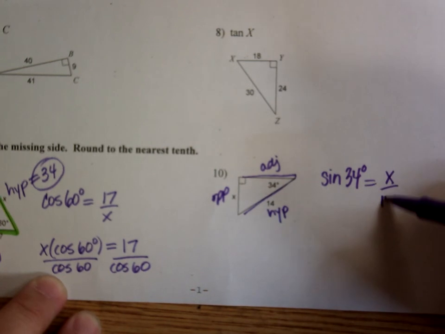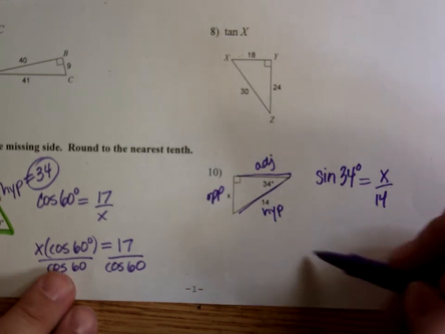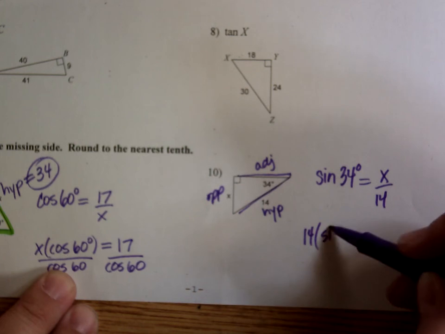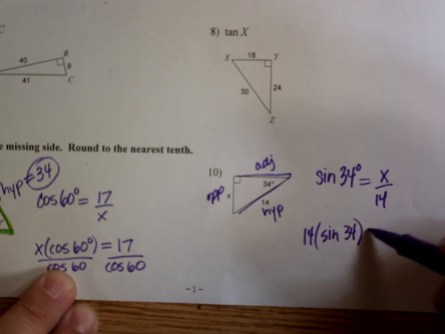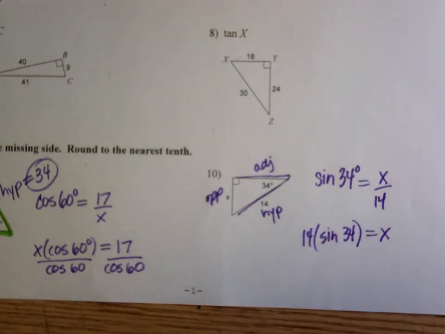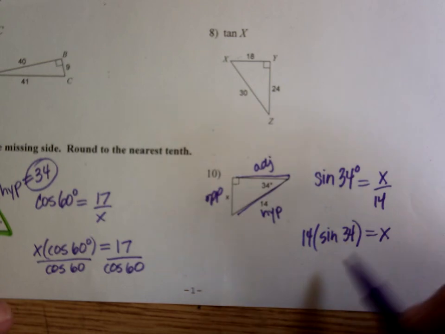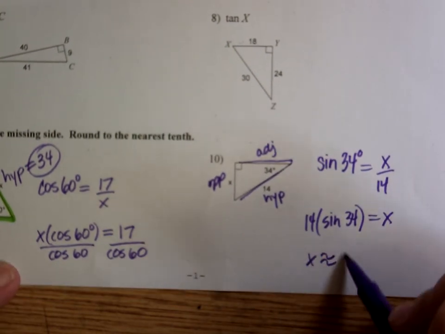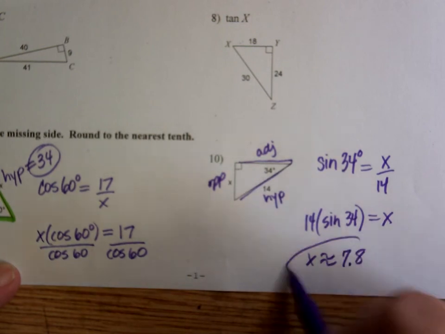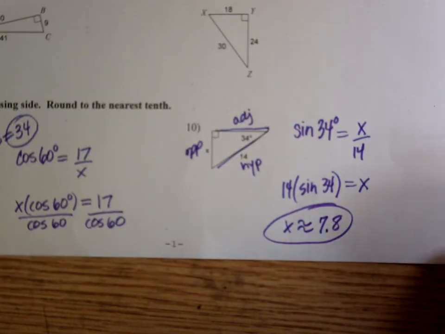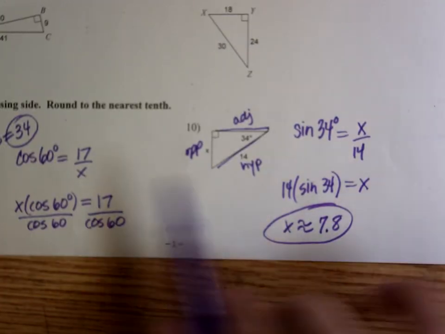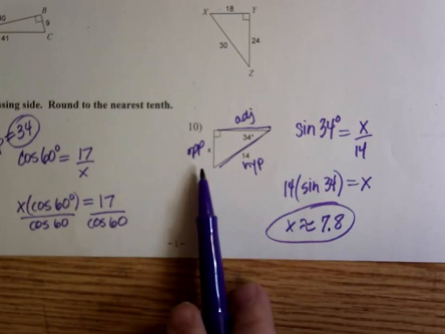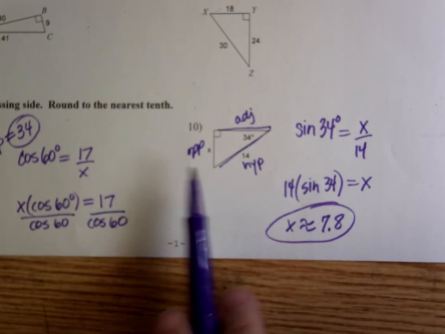So here's my equation. When I cross multiply, I get this. That's what goes in the calculator. 14 times sine of 34 should give you 7.82. It says round to the nearest tenth, so x is 7.8. Every time you do this, please make sure you're not supposed to go on. Make sure it just says, okay, just find the missing side. If it says solve the triangle, you've got to keep going.